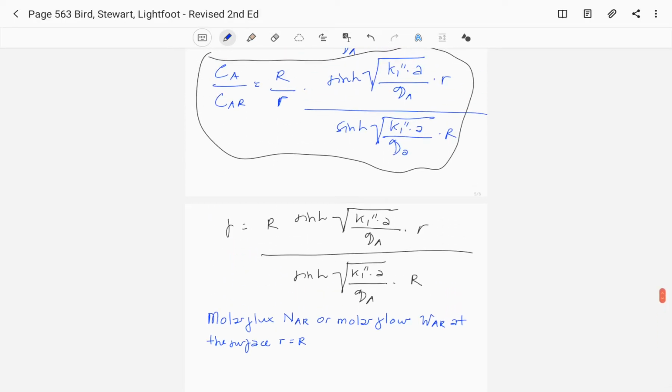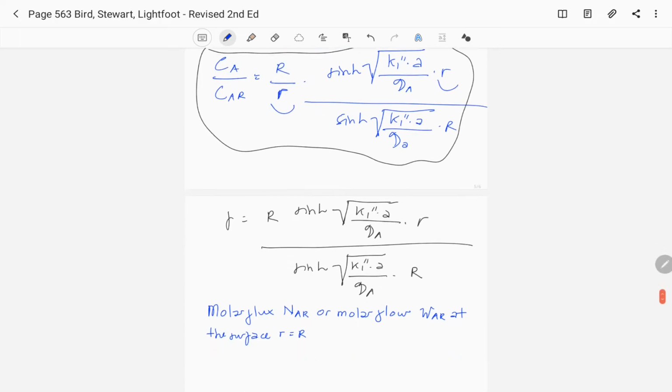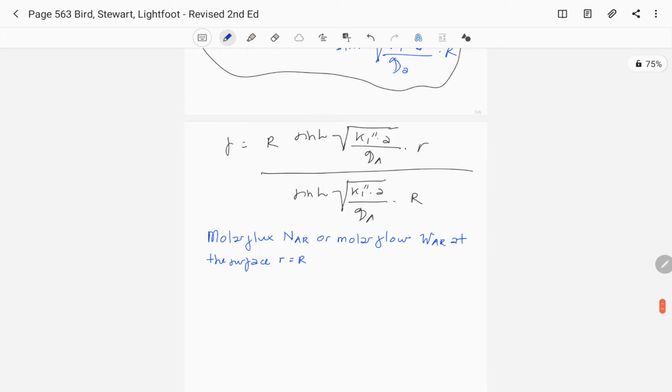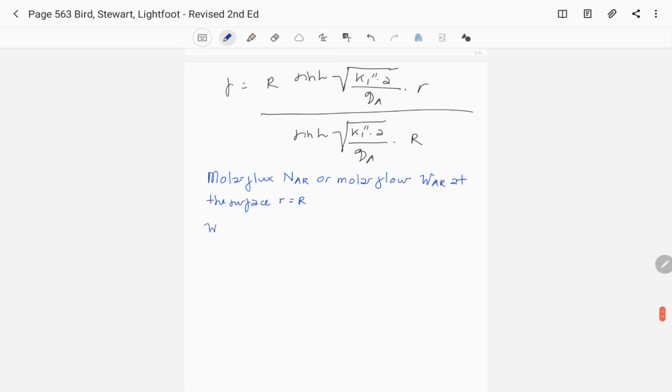Okay, once we get the concentration profile as a function of R, then normally in the studies on chemical kinetics and catalysis, we are interested in the molar flux NAR or the molar flow WAR at the surface R equal R. So your WAR in here is defined as 4 pi R square multiplied by the molar flux. And this one will be equal to 4 pi R square multiplied by minus dA dCA over dR, R equal R.